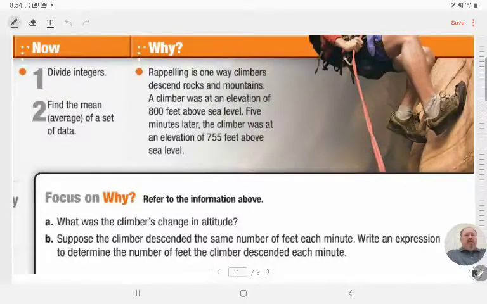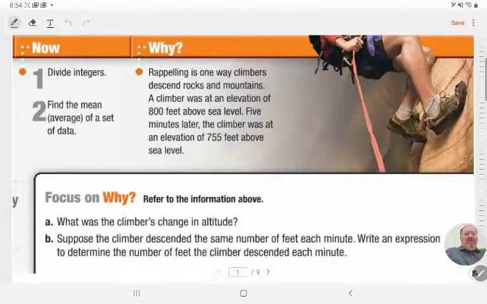Okay, so today we are going to go over dividing integers. We're going to divide integers and then we're going to find the mean or the average of a set of data. So let's start.